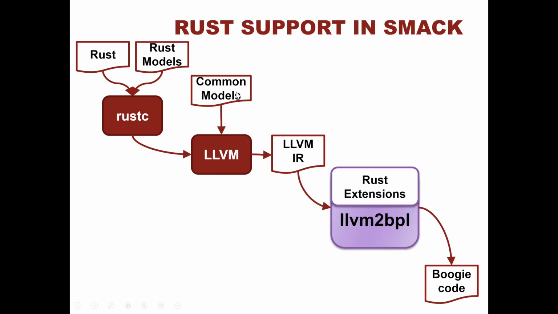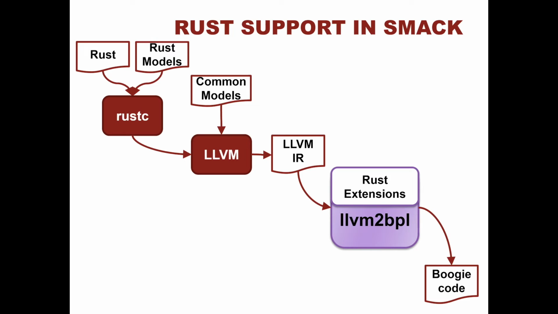Then we have some common models, such as, for example, modeling of memory allocation. These we just reused from what was written for C, so we didn't have to do any work there. Memory allocation in Rust, we basically use the same model as what we have for C. And then in this LLVM to BPL module, we had to extend it to support some additional LLVM IR instructions and features that we did not need for C. And I'll talk more about these in the upcoming slides.